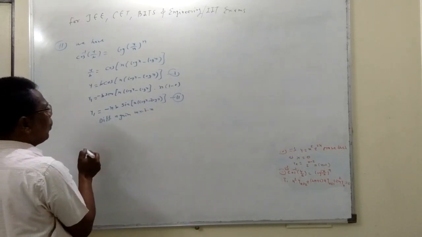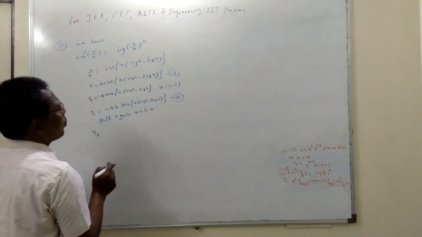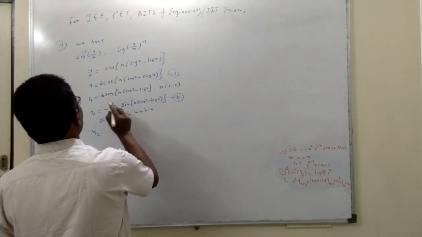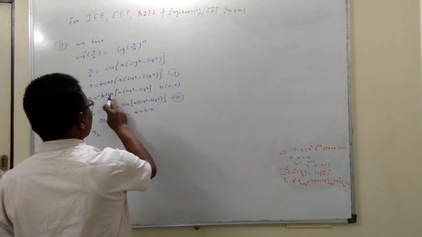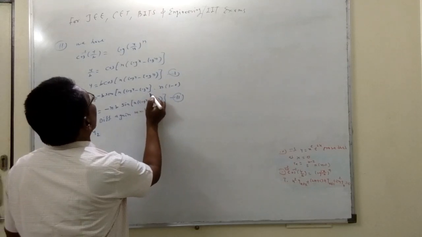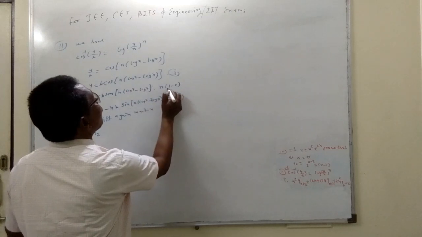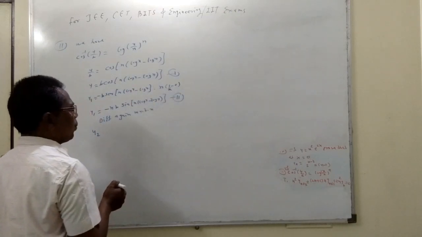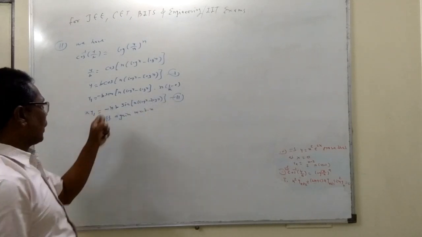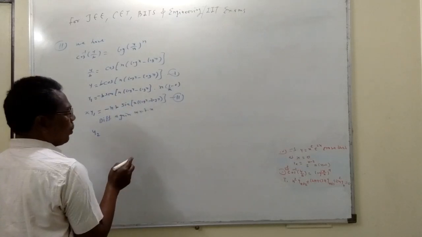So derivative of y1 is y2. Sorry, we have not taken the derivatives of log. y1 is equal to minus b sin n(log x minus log a) into derivative of n(log x), which is 1 upon x, minus log a is 0. Now we are not using u by v, so x will take to this side. So x y1 is equal to minus nb sin n(log x minus log a).